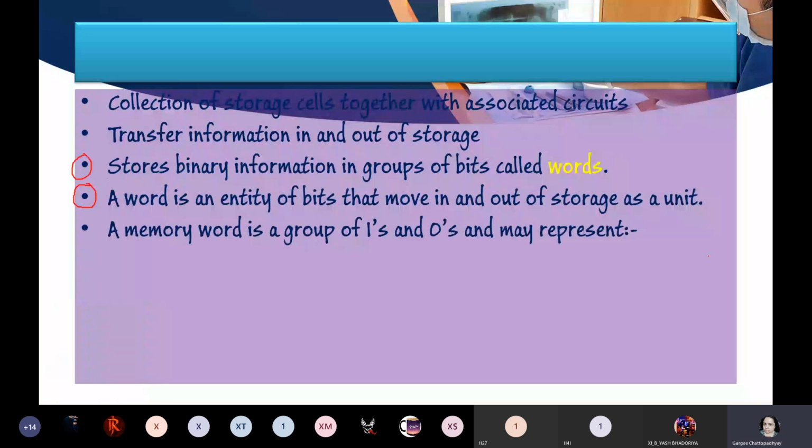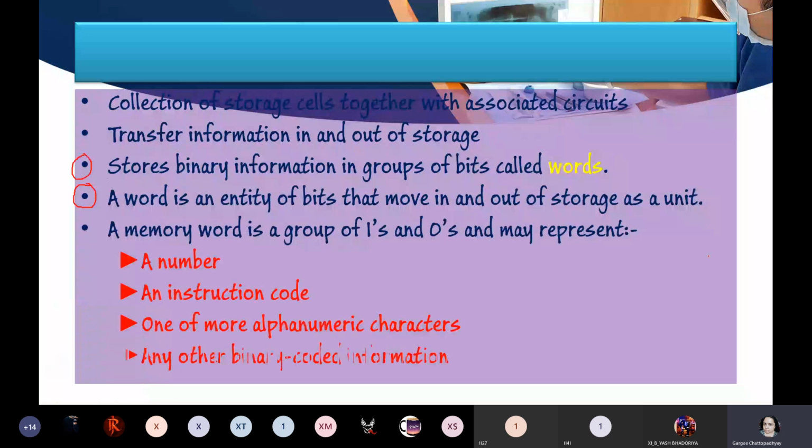A memory word is a group of ones and zeros and may represent a number, an instruction code, one or more alphanumeric characters, or any other binary coded information. Just read through these points. Take some time to read through these points, students.